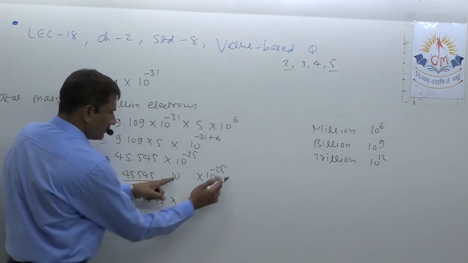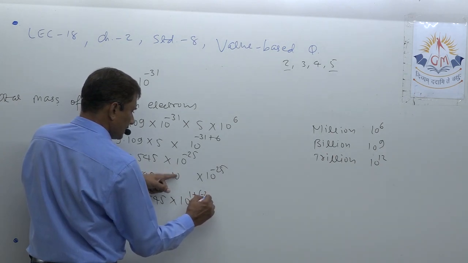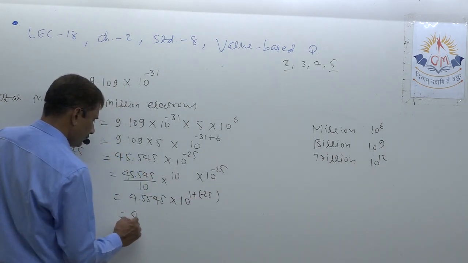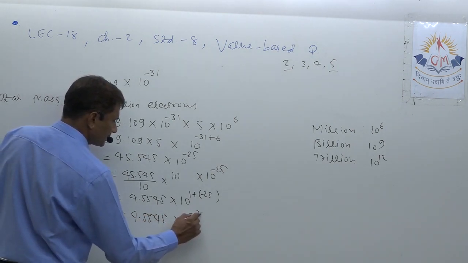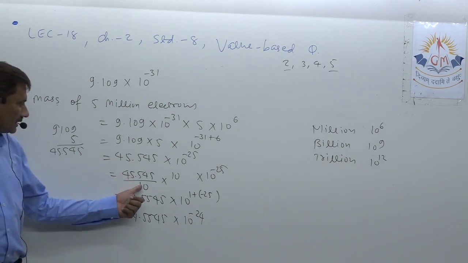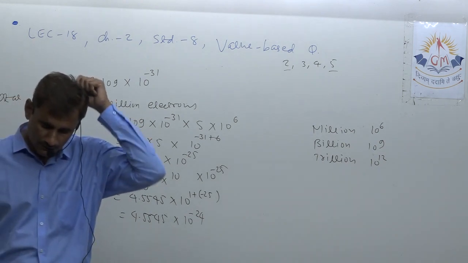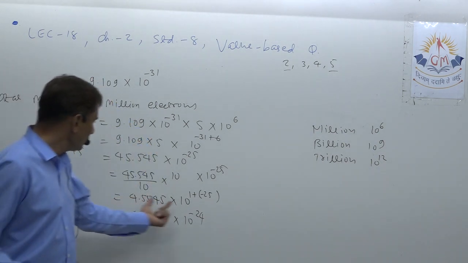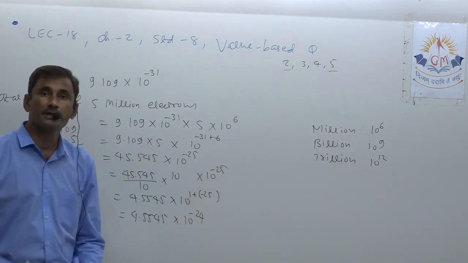So it will be 4.5545 into, now look here, 10 raised to 1, it is 1 plus minus 25. So it will be 4.5545 into 10 raised to minus 24. Understand well? For getting a single digit only, I get the 10th part here, so multiply by 10 also. Here 10 raised to 1, here 10 raised to minus 25, so accordingly they are added.